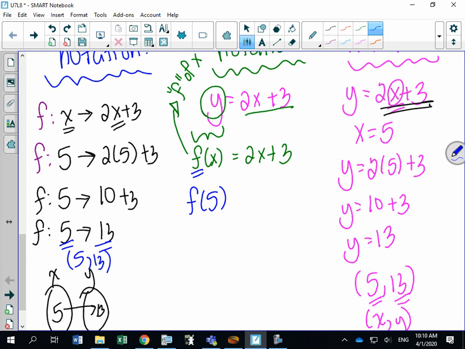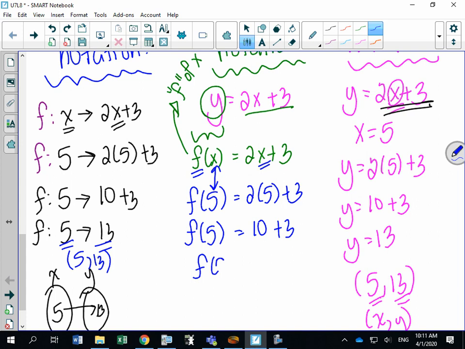So as you could see, in the bracket there was an x, and they are saying, well, take out that x, and I want x to be 5. So what they're essentially saying is, calculate my function when x is 5. Take out that x and put in 5. So 2 times 5 plus 3, f of 5 is equal to 10 plus 3, f of 5 is equal to 13.